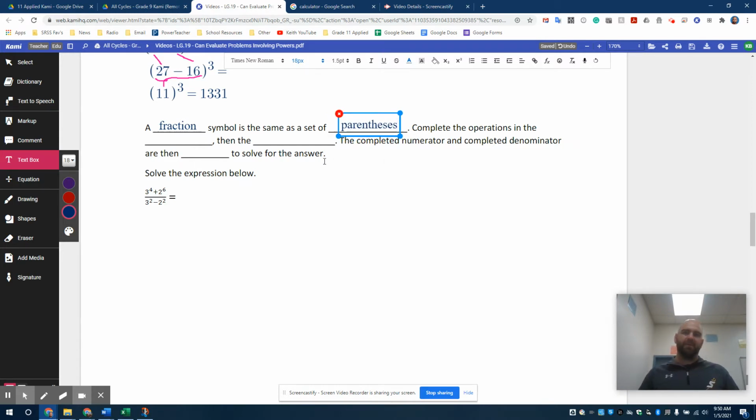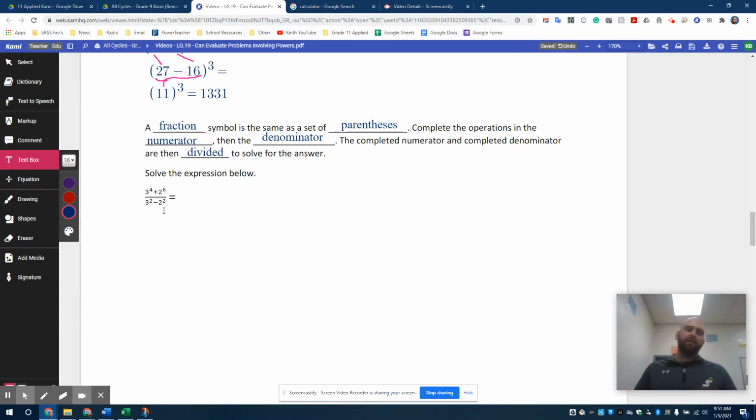It's used the same as a set of parentheses, where we have a set of parentheses on top and a set of parentheses on the bottom. What we do is complete the operations that are in the numerator. Then we do the operations that are in the denominator. Once we have that, the completed numerator and completed denominator are divided, and so we divide them to solve for the answer.